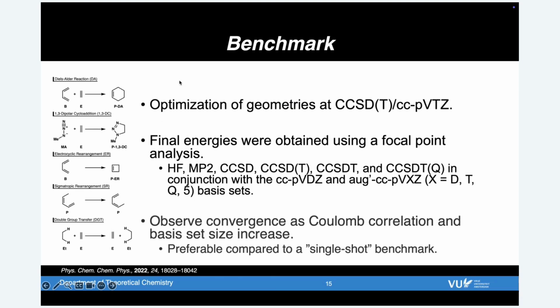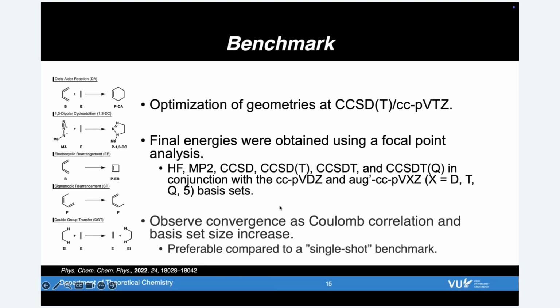So we've optimized all of our stationary points using CCSD(T) with a very large Dunning basis set. We've obtained our final energies using a focal point analysis where we can nicely see how all of our energies converge with regards to Coulomb correlation. For example, moving from Hartree-Fock to MP2 to CCSD, so on and so forth, all the way out to perturbative quadruples here, in conjunction also with a hierarchical series in basis sets. So we, like I mentioned, run with the Dunning basis sets here.